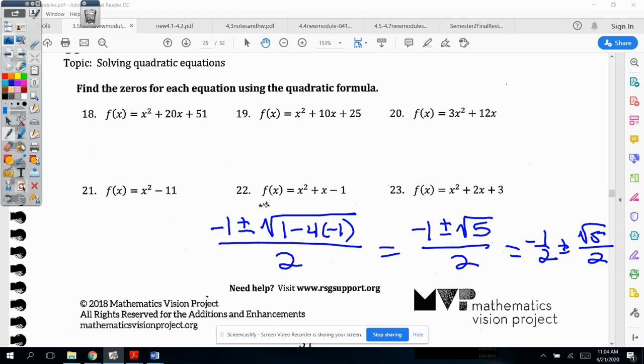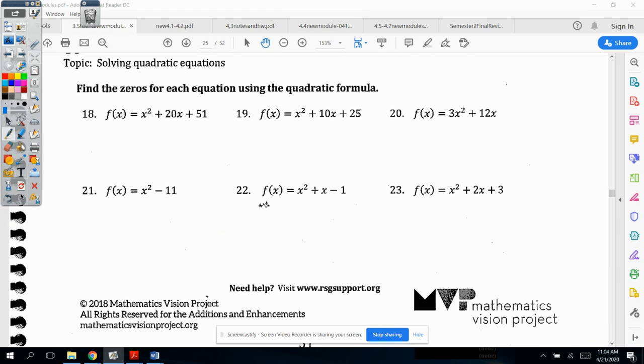And 23. 23, I would not do quadratic formula. I would complete the square. The closest this is to is an x plus 1 squared, which would put 1 in the corner. I would have to add 2 to get to 3.